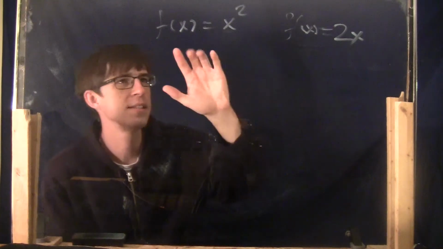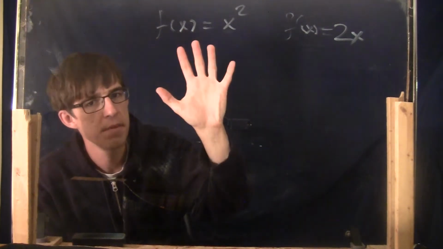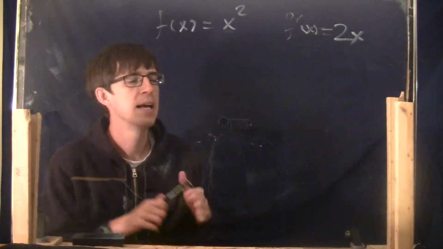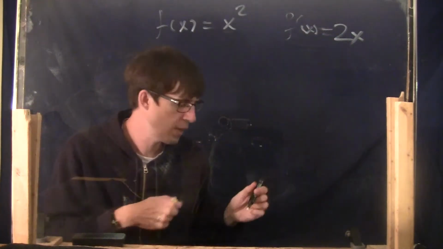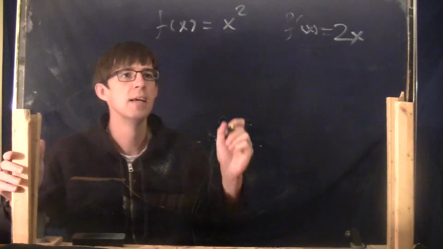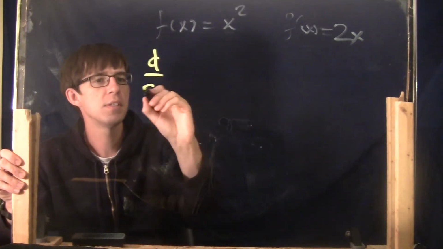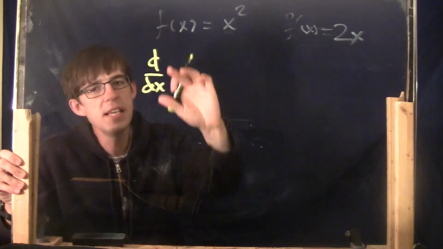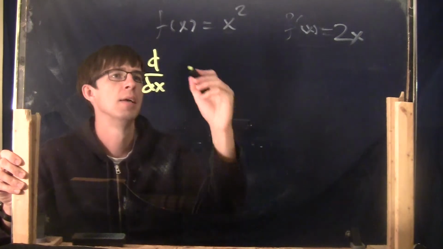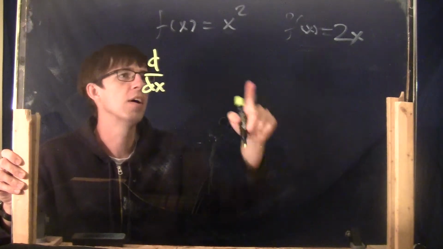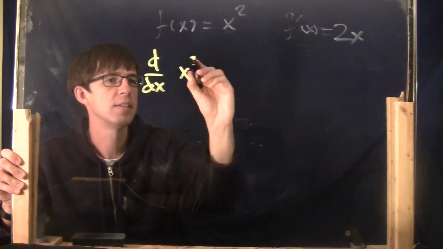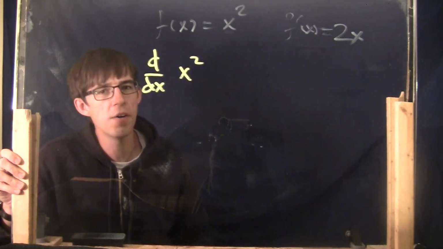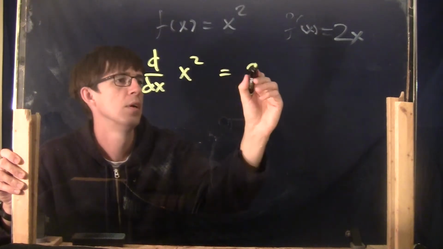I don't know if you like this. It's kind of a pain to have to write f of x equals whatever, and then f prime of x. Actually, there's a single way that we can write these, and I'm going to write it like this sometimes. This looks a little weird, but this d over dx means the derivative of, and the way you would write this is like this. The derivative of x squared equals 2x.